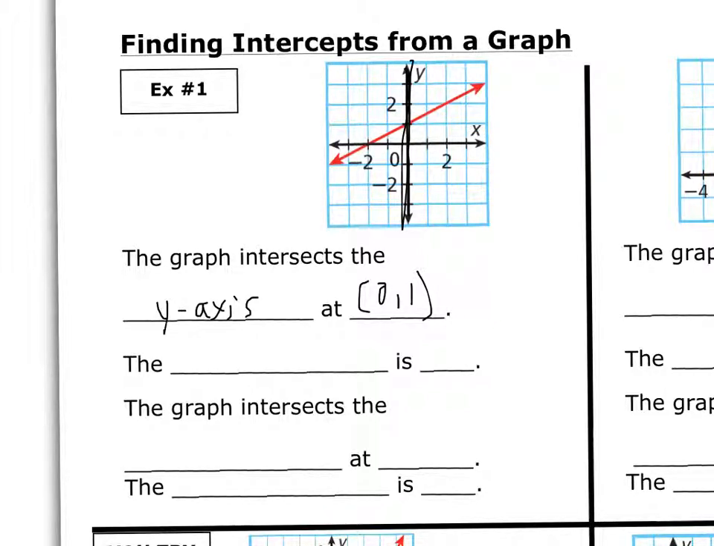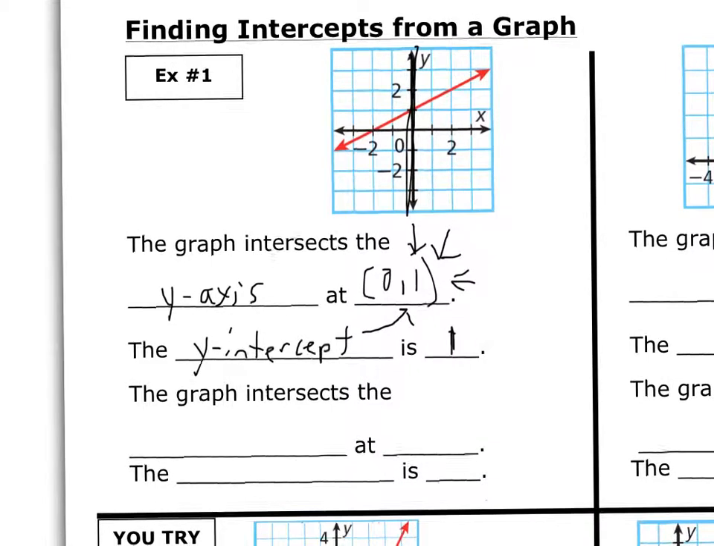So the y-intercept is the y value of that ordered pair. The y value is the second part. So the y-intercept is going to be 1. It's not the ordered pair, it's the actual y value of that ordered pair.